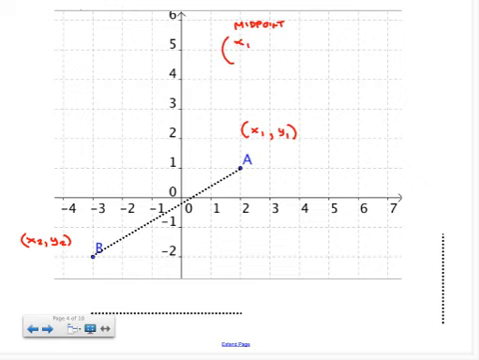So the midpoint between these two points would be x1 plus x2 divided by 2. Once again, comma, y1 plus y2 divided by 2. So that's your general midpoint formula.